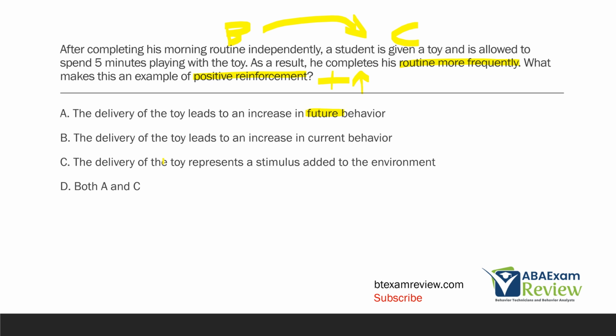Let's read C. The delivery of the toy represents a stimulus added to the environment. Yes, positive indicates we have added a stimulus to the environment. If it was negative reinforcement, we would have removed something. Once the student engages in the behavior, they are given a toy. We're adding that toy, it's positive. So what makes this an example of positive reinforcement? A, the delivery of the toy leads to an increase in future behavior, as reinforcement does. And C, the delivery of the toy represents a stimulus added, positive, to the environment.